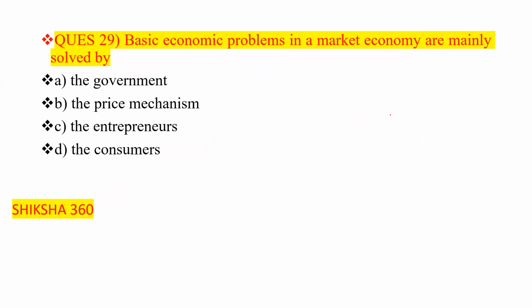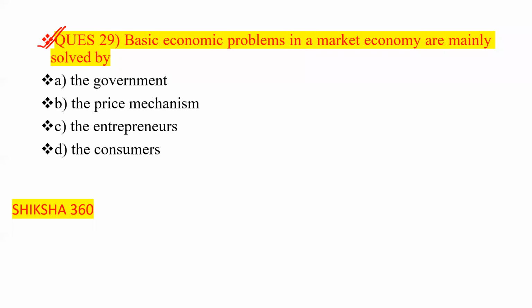Okay. Now move to the next question. Question number 29. Very, very easy question. Basic economic problem in a market economy. Clear. Basic economic problem in a market economy basically is mainly solved by the government, the price mechanism, the entrepreneurs, the consumers. Clear.